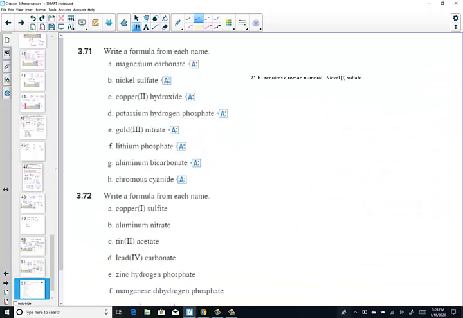Write the formula for each name. Now, if you've not tried these out, take your time, stop the video, then come back, because I'm simply going to write formulas and names as needed. Magnesium carbonate. Mg is a +2. Carbonate, CO3 -2. This turns into MgCO3, electrically neutral.